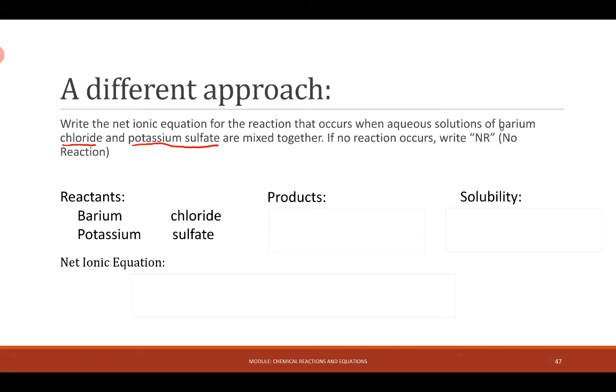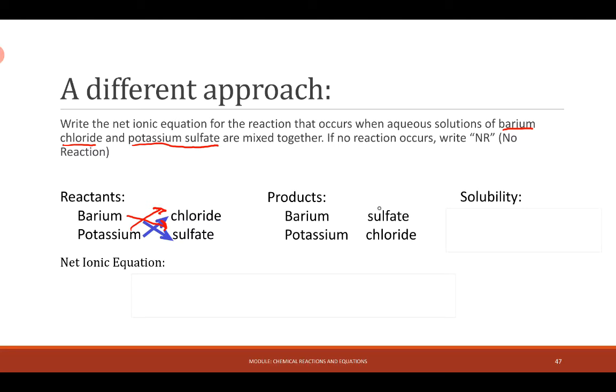and my second reactant is potassium sulfate. Following my double displacement reaction pattern, I know my barium will bond to my sulfate and my potassium will bond to my chloride. That gives me my ion exchange products of barium sulfate and potassium chloride.